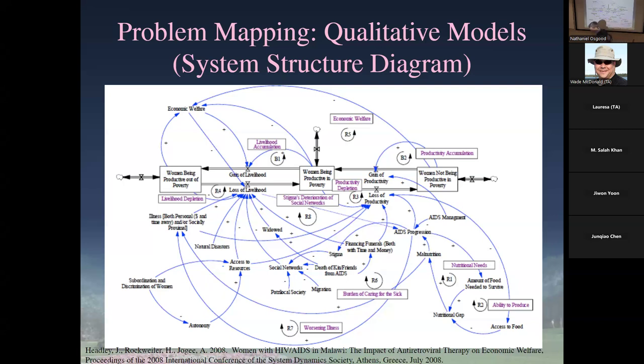Let me give you one example. Many years ago, I ran a company doing dynamic modeling consultations. And one of our clients was a university system that was spending a great deal of its political energy trying to argue for more resources from the state legislatures involved, this was in the U.S.